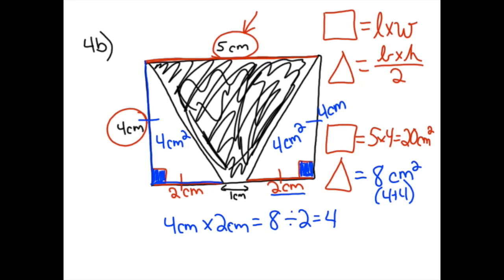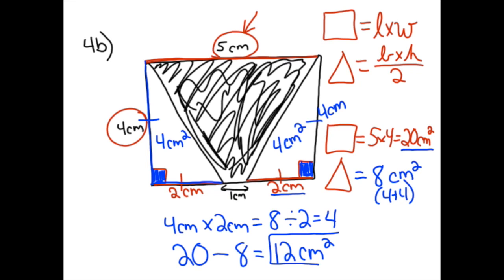And my entire rectangle, which includes the shaded and unshaded parts, is 20 centimeters squared. So my last step is going to be to subtract 8 from 20. 20 minus 8 equals 12 centimeters squared. When we subtract the 8, or the triangles, or the white space, we're left with just the shaded area. So the area is 12 centimeters squared.